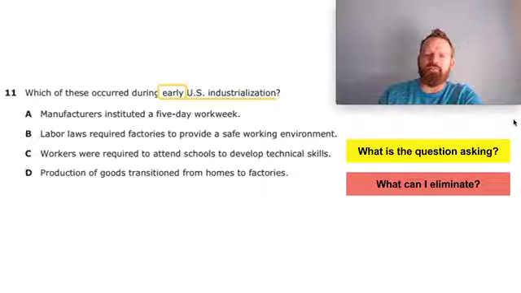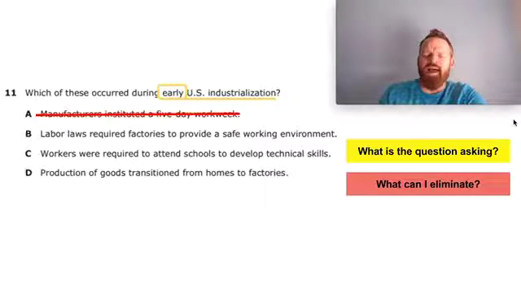Manufacturers instituted a 5-day work week. Labor laws required factories to provide safe working environments. Workers were required to attend schools to develop technical skills. And production of goods transitioned from homes to factories. Well, let's see what we can eliminate. Which one of these don't make sense?